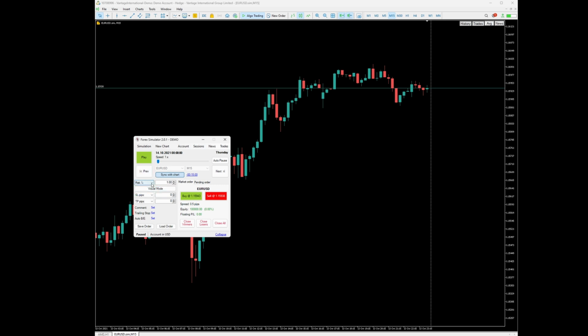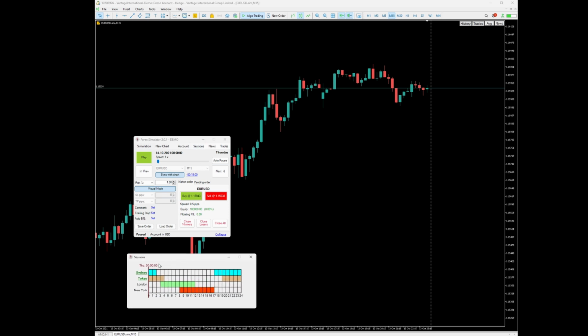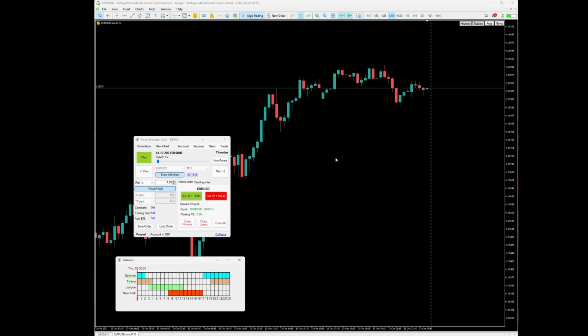So risk percentage, we want visual mode on risk. We want to use the account status, pretty much. The sessions are very nice because in here you will see our entry point, which is going to be the overlap of the Tokyo session and London, at 3 a.m. based on our strategy. You'll see this moving as we actually move the slider forward, so we'll be very aware. We also want to see the news.